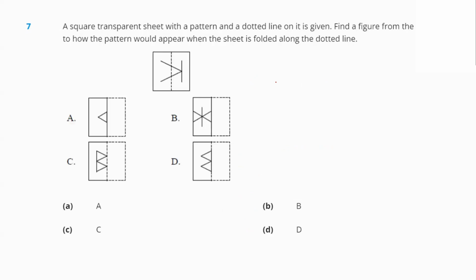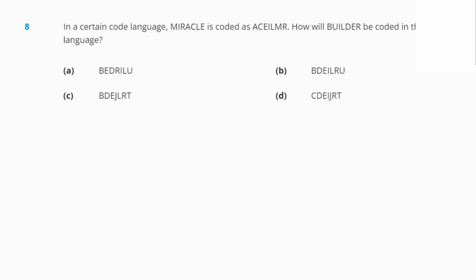A square transparent sheet with a pattern and a dot line on it is given. Find a figure from the options as to how the pattern would appear if the sheet is folded along the dot line. So let's fold the sheet. It is in such a way that these two lines are there, and if we fold, this triangle will come here and this line will come here. So our answer C is the correct answer. Moving on to the next question.